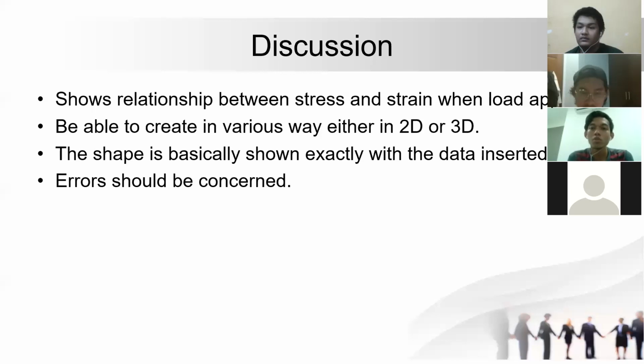When we do the coding and insert the data, we can see the shape of the stress strain curve. In this experiment, the shape of the stress strain curve shows the relationship between stress and strain when load is applied to the specimen by tension. This can be created in various ways, either in 2D or 3D. However, the shape is basically shown exactly with the data inserted.